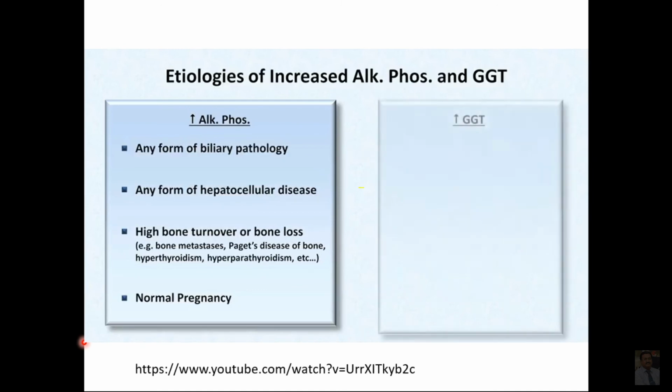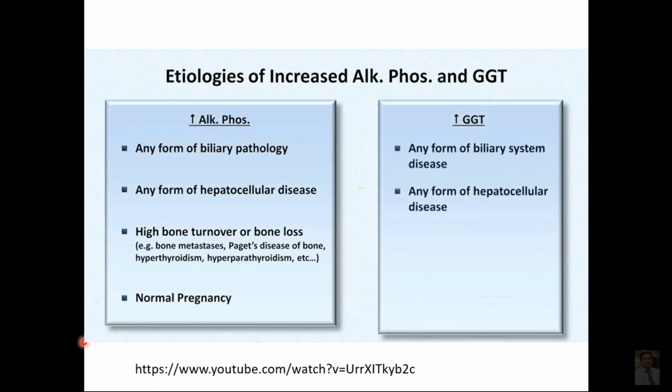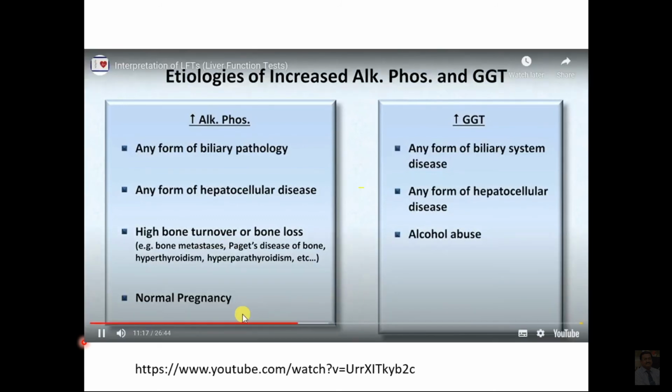Let's compare that to causes of an elevated GGT. So we have any form of biliary disease or hepatocellular disease, but instead of bone problems, there is alcohol abuse. Also, although I have never seen a situation in which this becomes relevant, diabetes, phenytoin use, and renal failure. You can see the differences between alkaline phosphatase and GGT.